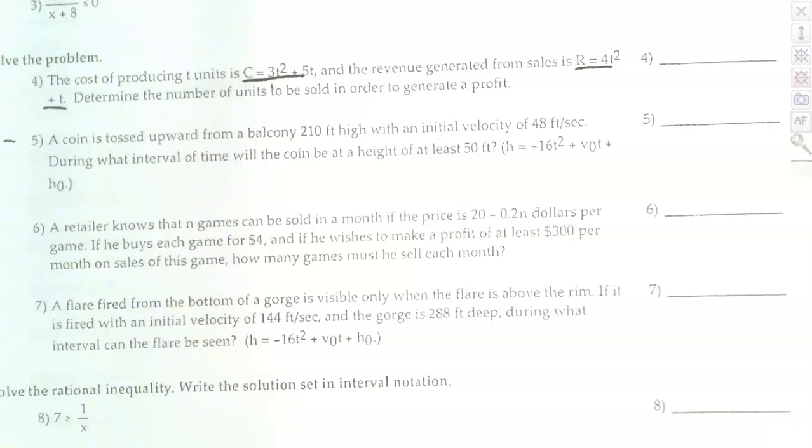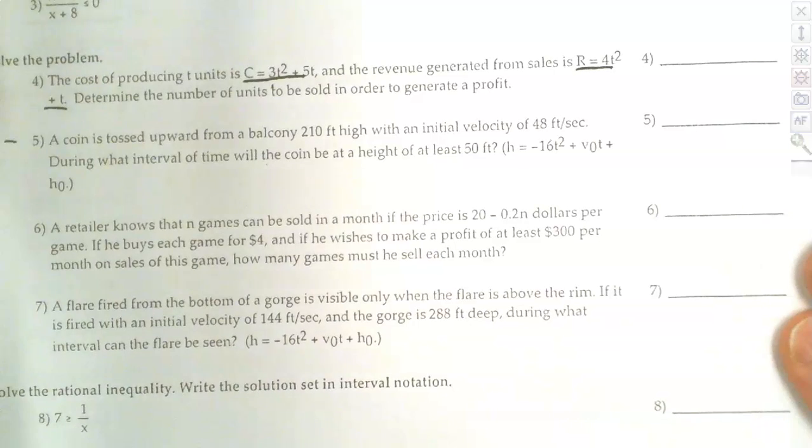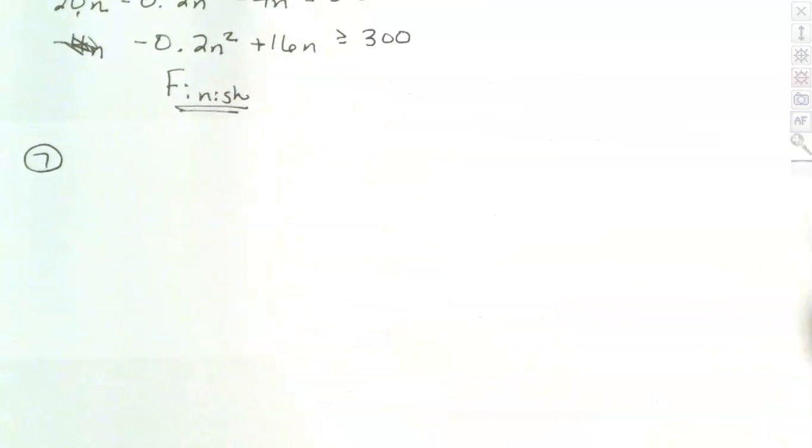A flare is fired from the bottom of the gorge. It's visible only when that flare is above the rim. If it is fired from an initial velocity of 144 feet per second and the gorge is 288 feet deep, during what interval can the flare be seen? Well, let's draw a diagram first.